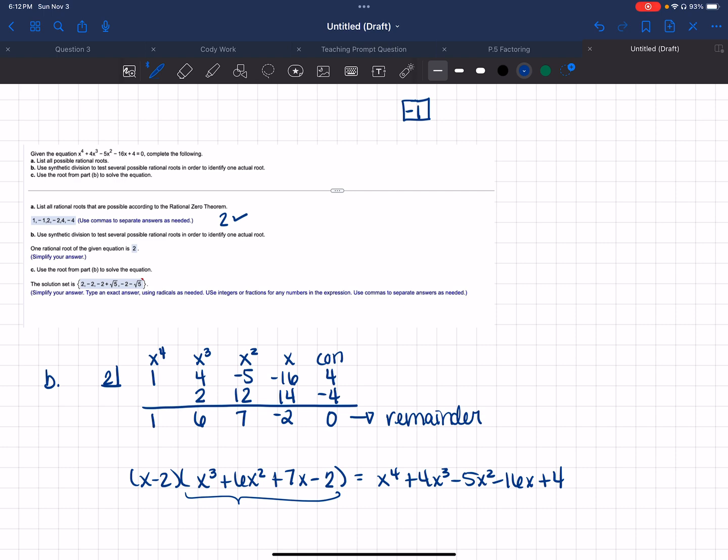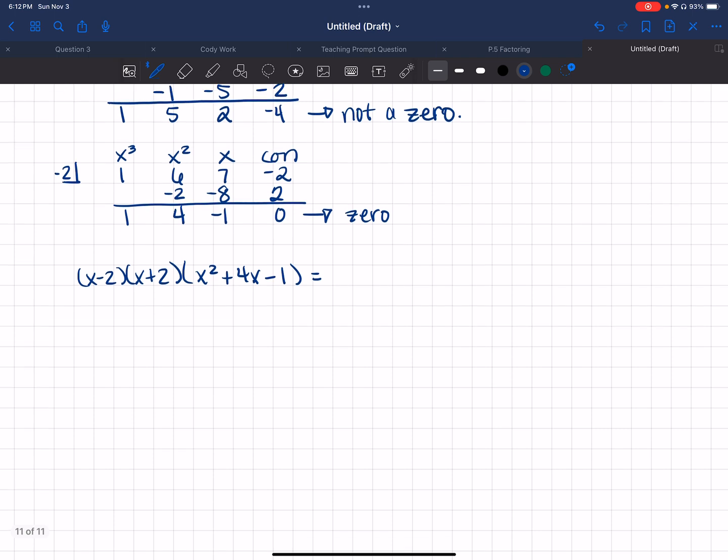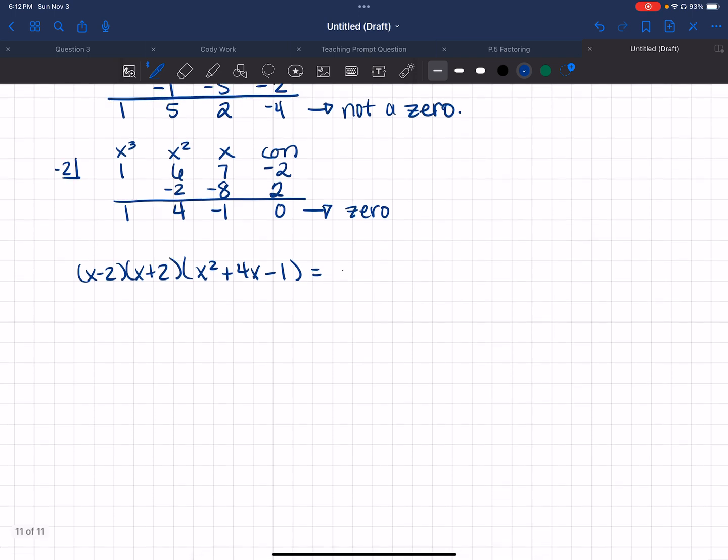Hold on just a second, and I'll read it from over here so I can write at the same time. That's going to give me x to the 4th plus 4x cubed minus 5x squared minus 16x plus 4. Okay, so I know so far that I've got x equals 2, x equals -2, and now I just need to factor the rest of this.